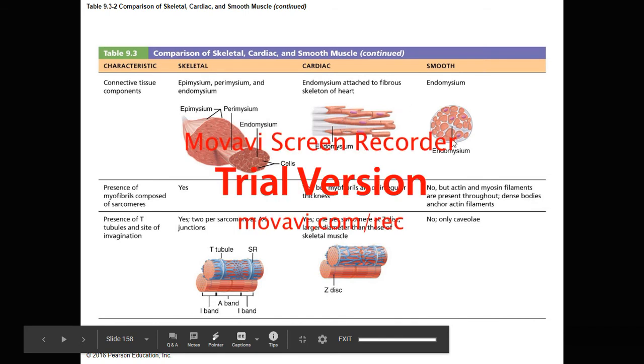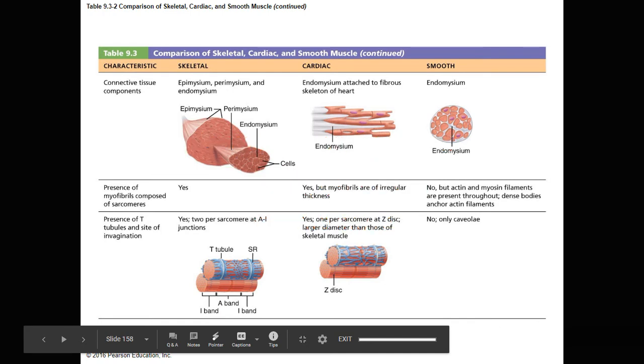Smooth muscle has no striations. Cardiac muscle is only found in your heart, and smooth muscle is found in your autonomic visceral organs, such as your digestive tract, bladder, things of that nature.